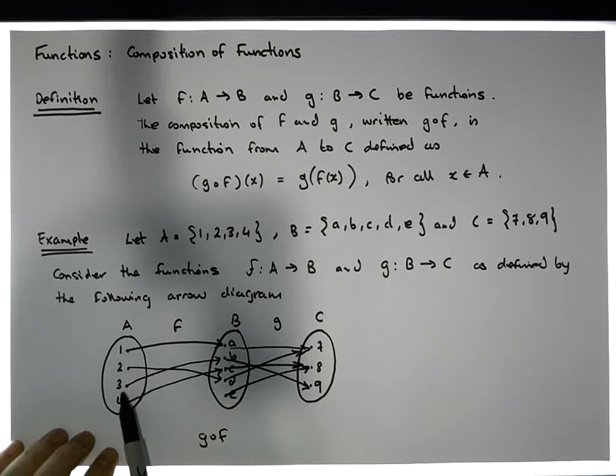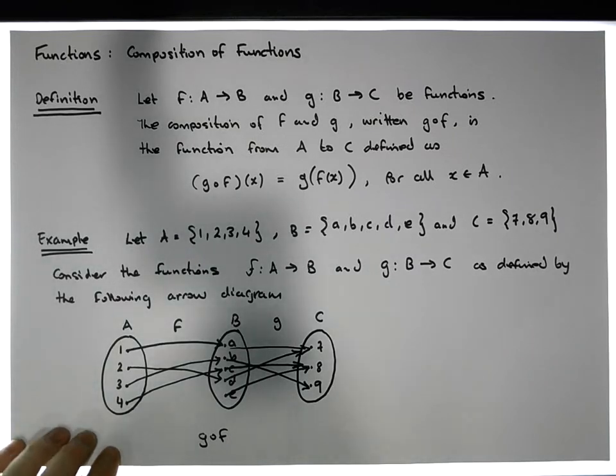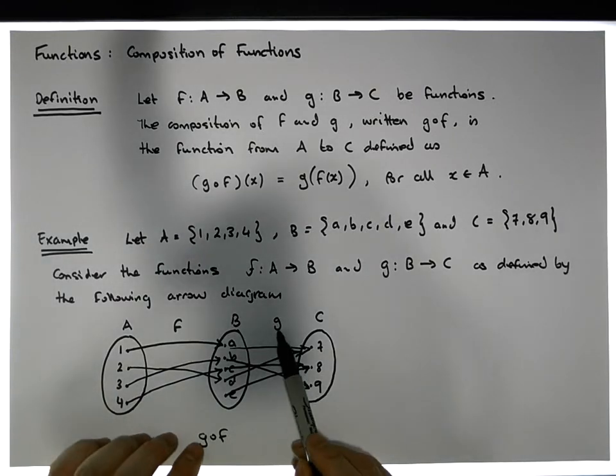Every value in A must be mapped into a value in B, which it is. That's important. And the second thing is that we can't have any double arrows leaving a value in A going to separate values in B, if that makes sense. In this case, there are no double arrows leaving any single value in A, so hence that's a function.